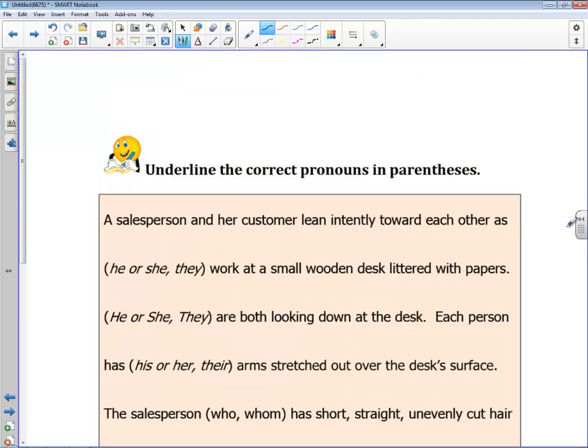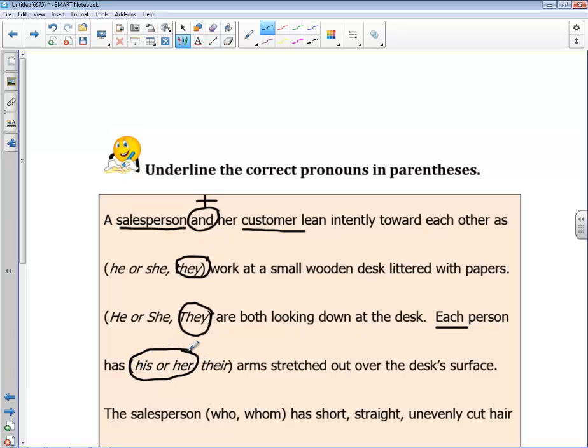All right, let's see if we can underline the correct pronouns in the parentheses. A salesperson and her customer lean intently toward each other as, now who's doing the work here? It's the salesperson and her customer. Now we learned that and joins that antecedent and that one. So we've got plural, we've got two of them, salesperson and the customer, as they work at a small wooden desk littered with papers. Who's looking down? They are. They are both looking down at the desk. Each person. See that? Go to each.